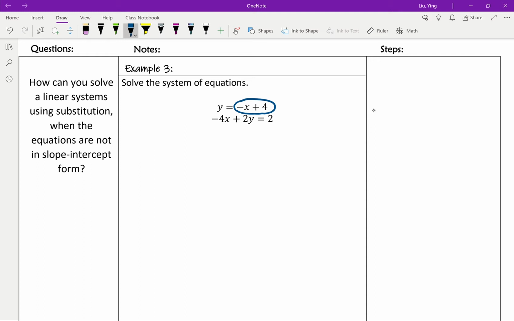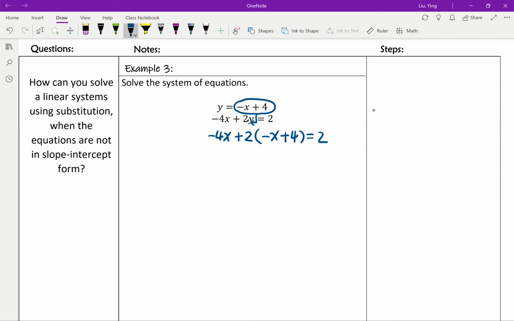So this part that's circled is the same thing as y. What that does is you can then plug it in for the y in that other equation. Once you've done that, let's see what happens. We'll now have negative 4x plus 2y. 2y means 2 times y, so that means 2 times this circled part, negative x plus 4, and then equals 2.